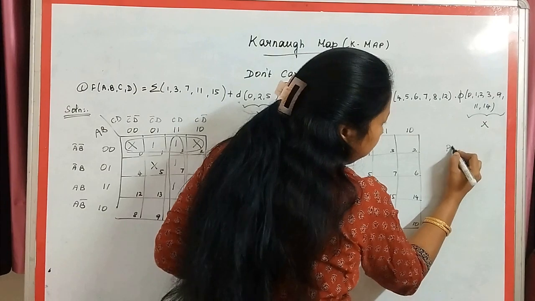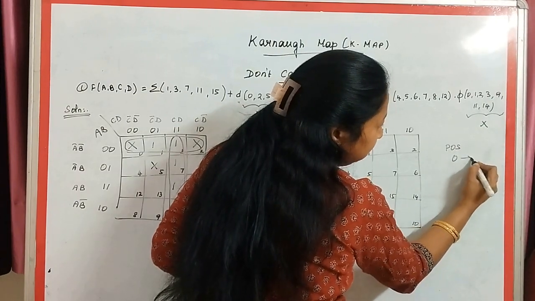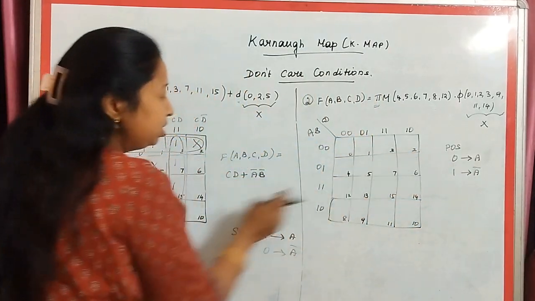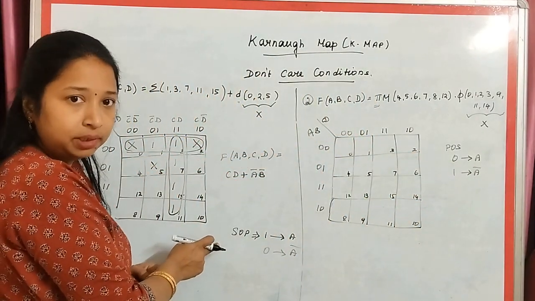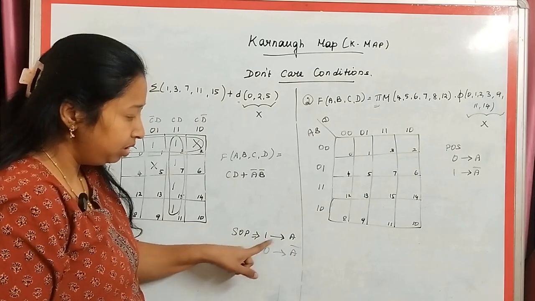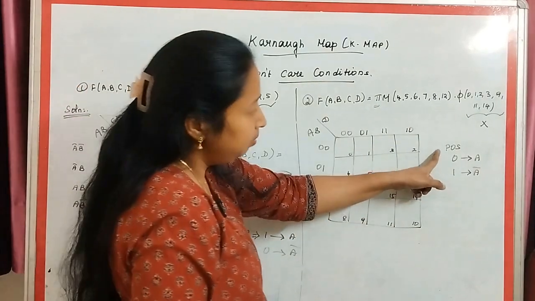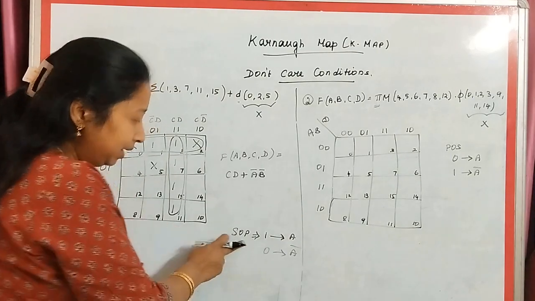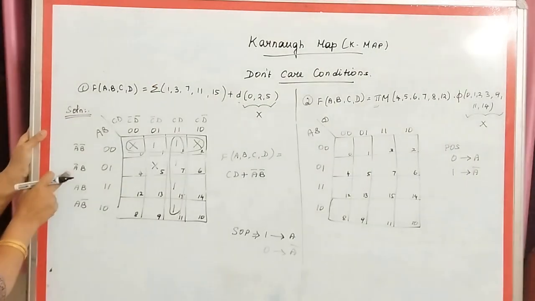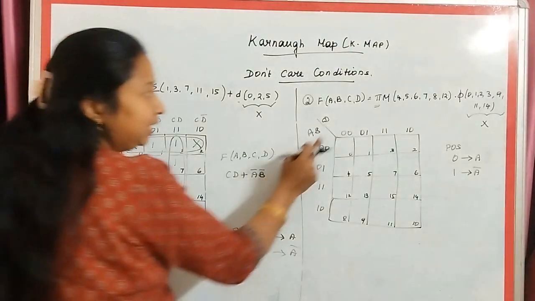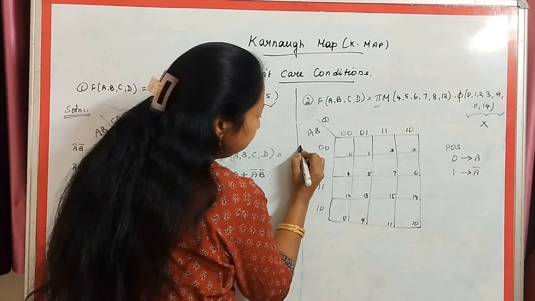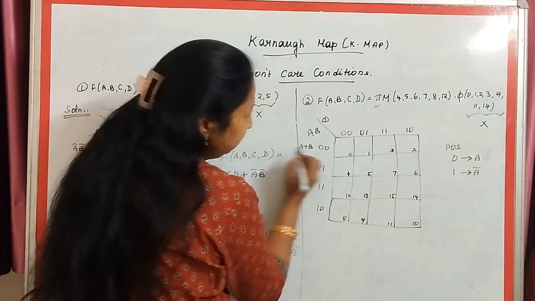In POS, we already know 0 is represented with the actual variable and 1 is represented with the complement. POS is just the exact complement of SOP. Clear? In SOP, 1 we referred with the actual variable, whereas in POS, 1 will be represented with a complement. And in SOP, all the terms are represented as a product term, whereas in POS, we are going to represent them as a sum term. How will you be representing them as a sum term? This is A plus B.